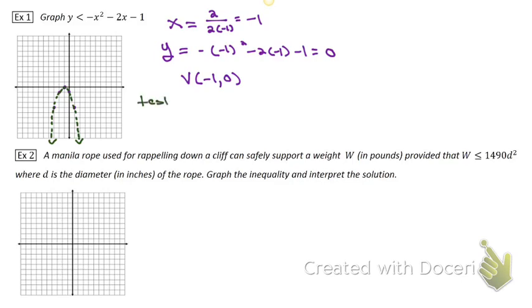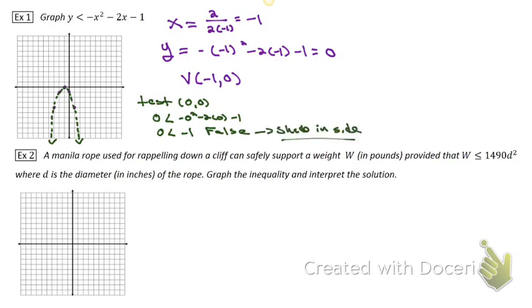So I tested the point 0, 0, which we know is outside the parabola. When we plug it in, it is a false statement. So since 0, 0 is outside and that makes it false, where do we want to shade? That's right, inside. And you've graphed example 1.